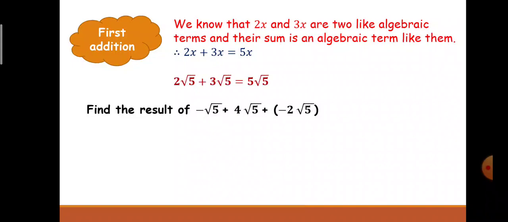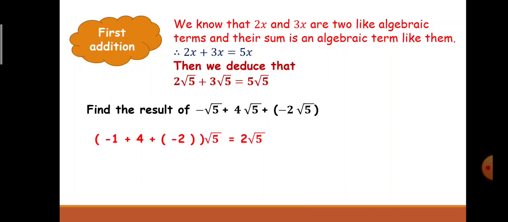Also, if we add these two like terms, which are 2 square root of 5 plus 3 square root of 5, the result will be 5 square root of 5. Why? We add the coefficients of these two terms, which are 2 and 3. 2 plus 3 equals 5, and we take the highest common factor between these two terms, which is square root of 5. So the result will be 5 square root of 5.